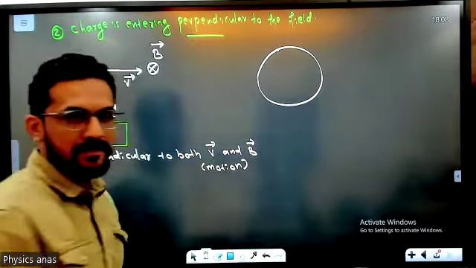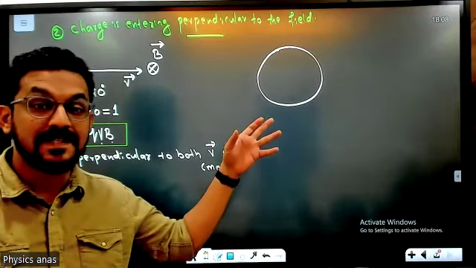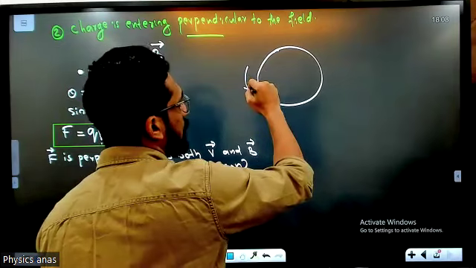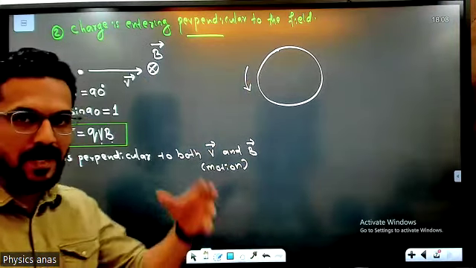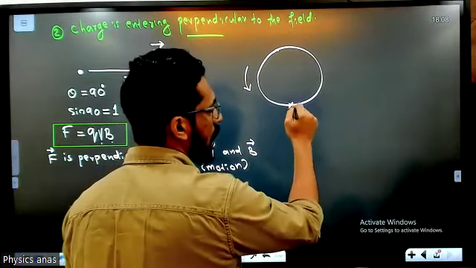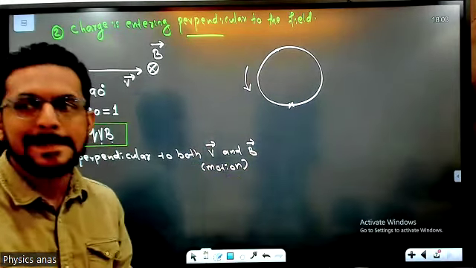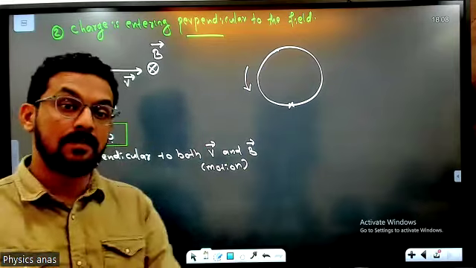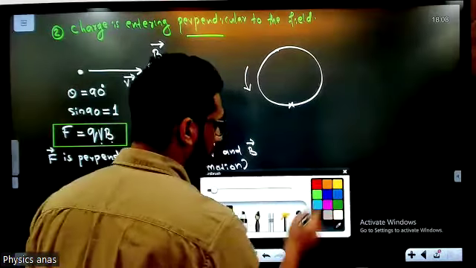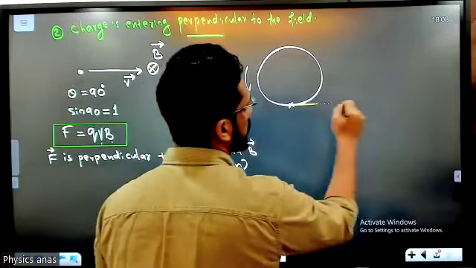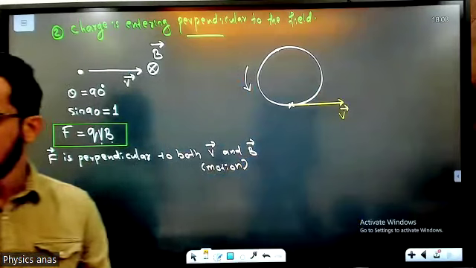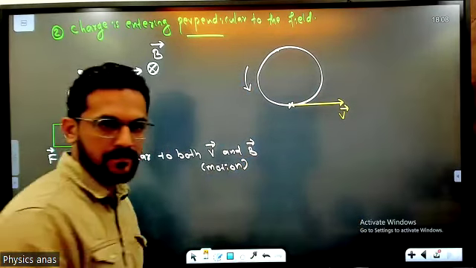Let's recall your memory. This is circular motion. A particle is moving in a circular path. At this point, what will be the direction of velocity? Velocity will be tangential, along the tangent at this point. So this will be like this. This is the direction of velocity.